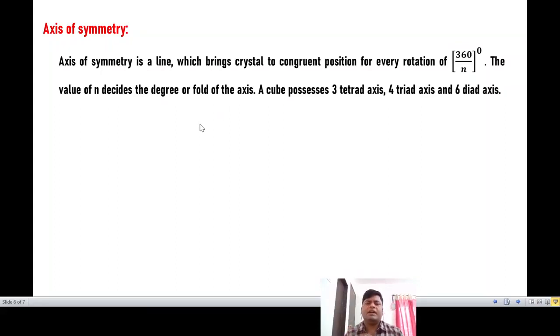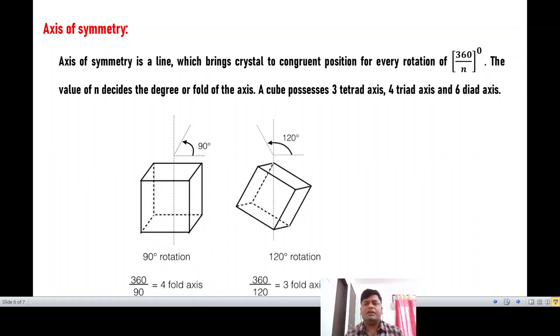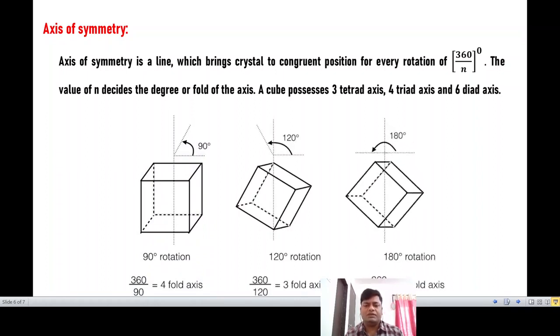So the axis of symmetry has the speciality that if we rotate the crystal around it by a certain angle, 360 divided by n, the crystal comes to the congruent position. The value of n decides the degree or fold of the axis. A cube possesses three tetrad axes, which are shown over here, then four triad axes, which are shown over here, and six diad axes, which are shown over here.